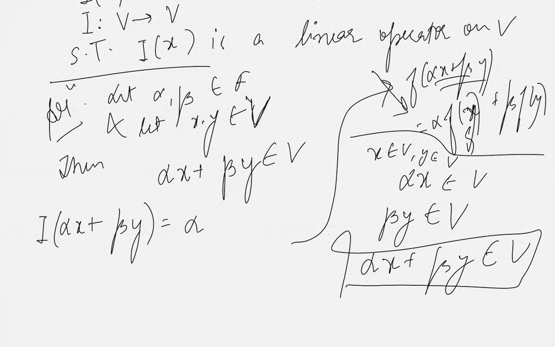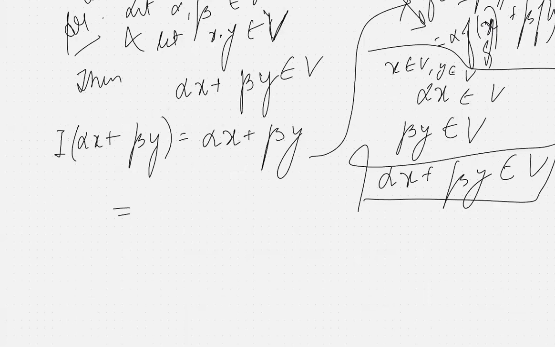As you can see, it's alpha times f of x. It means x has to be written in terms of f of x, in terms of the function. And yes, it can be written. x means identity of x. Identity of x plus beta times identity of y. And that is done. Our condition is shown. So this means that I is a linear operator on V.